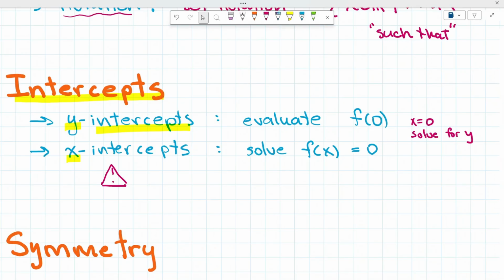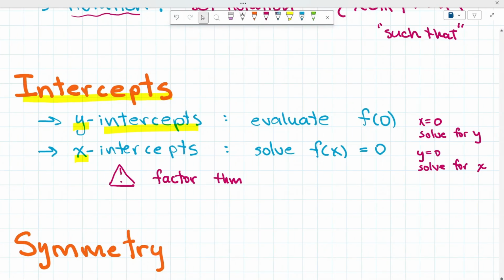For your x-intercept, you want to solve for when f of x equals to 0. So that pretty much means you set y equals to 0, and then you solve for x. So it's like the reverse, but in this case, we have to be aware that we might have to use some technique such as factor theorem in order to solve for this. Because you can have cases where you might have 5th degree, 6th degree, 7th degree of x.